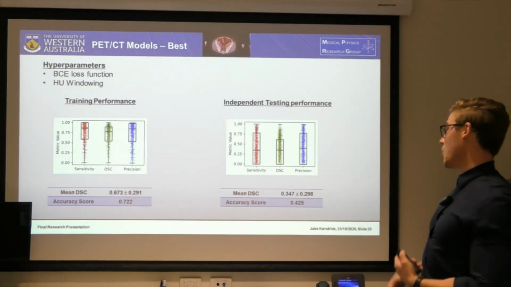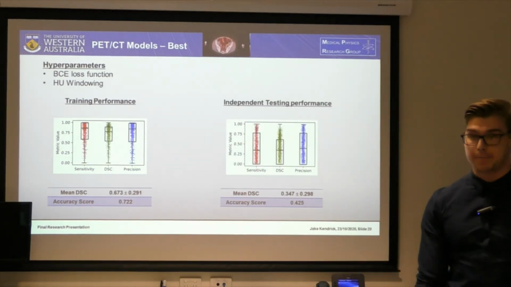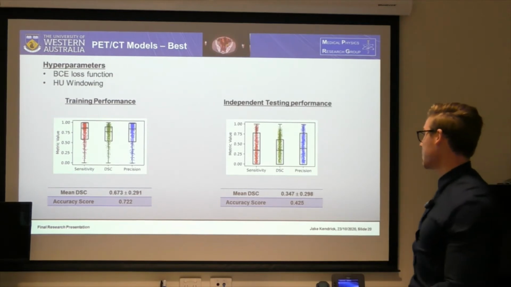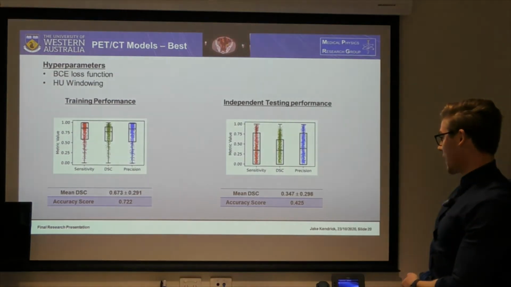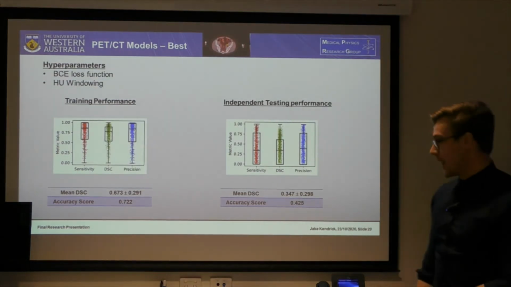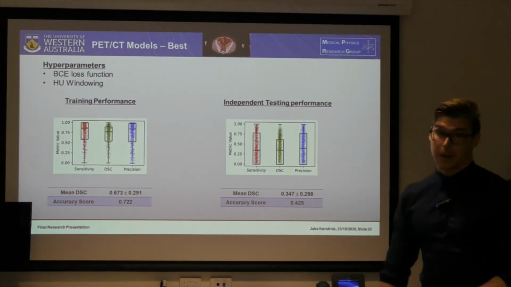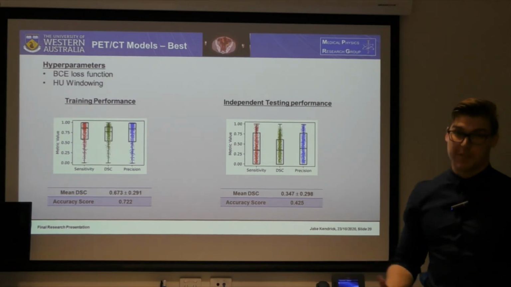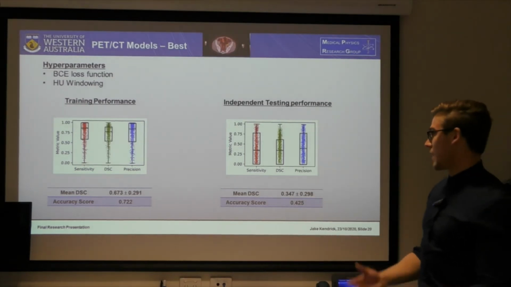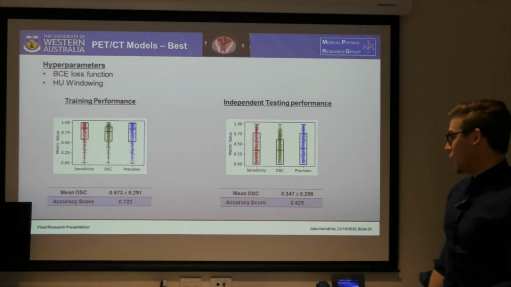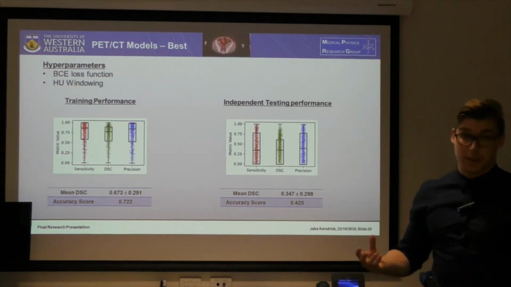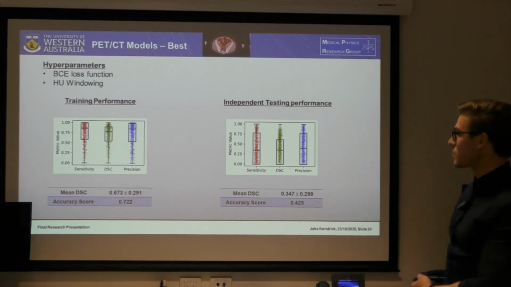But again, when we test it on the independent set, the results decline quite significantly. So we get a DICE score of 34.7% and an accuracy score of 0.425. Again, we see the lower quartiles located at 0, so for 25% of patient test slices, it's not generating a single true positive, which, if we're attempting to implement this clinically, is a problem.